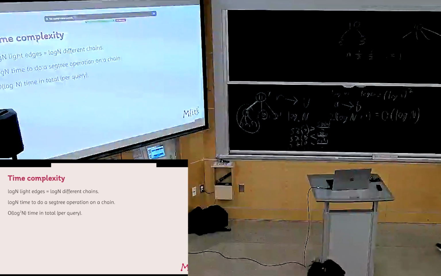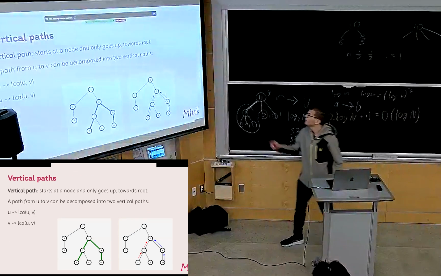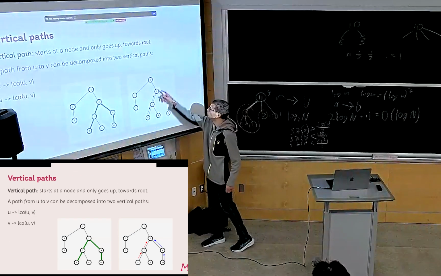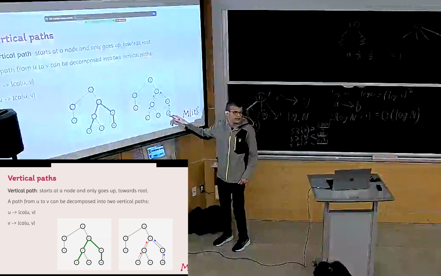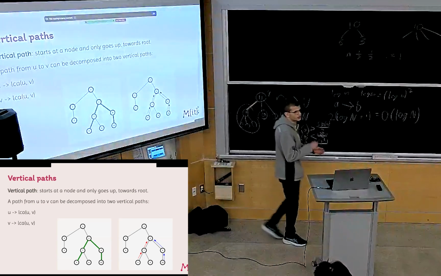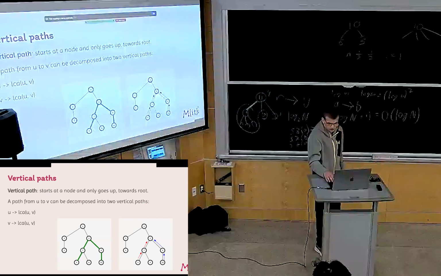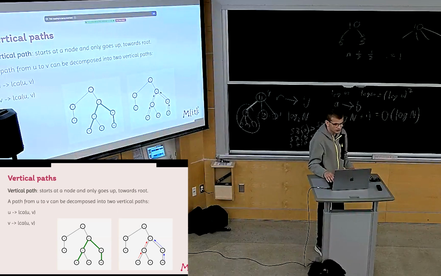And also, yes? Why is it 2 times log n plus 1 on the path from A to B? So that's because I said that any path can be decomposed into 2 vertical paths. And then what we proved is that on any vertical path there will be at most log n times you switch. So then if you have 2 vertical paths, it's 2 times log n times. But that's not important for the complexity, obviously.